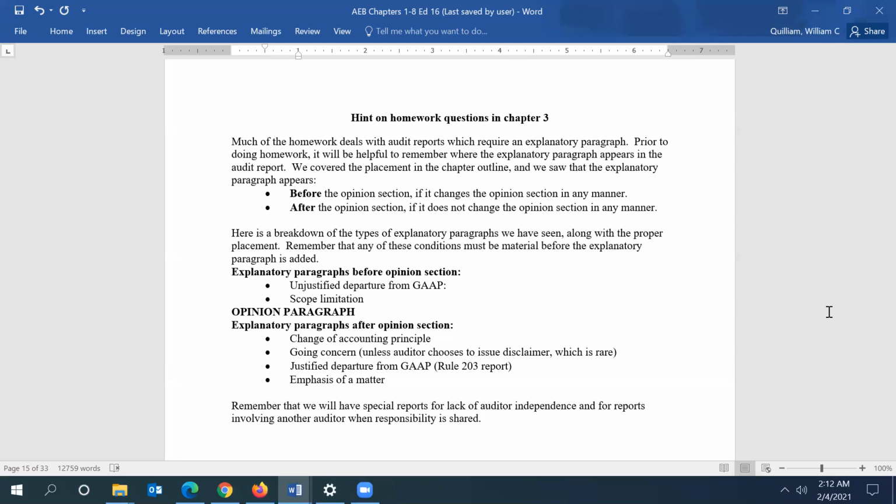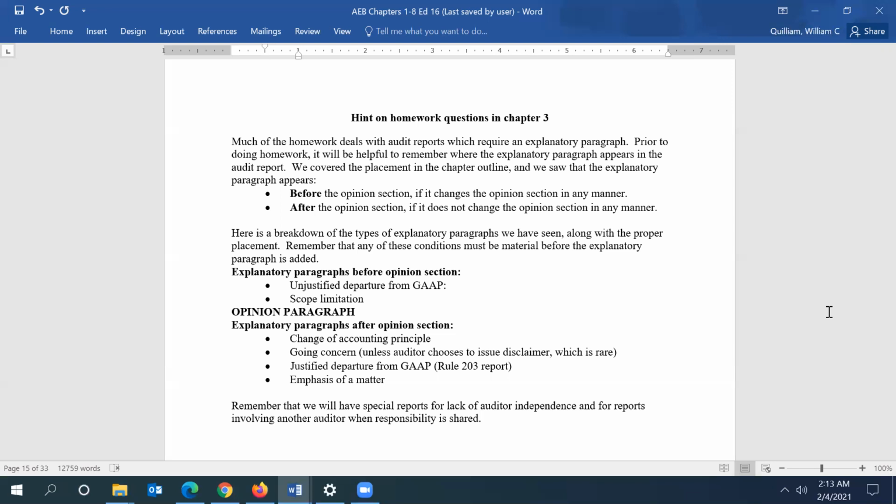Second possibility is to place the explanatory paragraph after the opinion section if it does not change the opinion in any manner. So therefore, the reader did not need to read through the explanatory paragraph before reading the opinion. So that's the general rule of thumb. As you know, on the CPA exam, they often have a simulation question with paragraphs in random order. You must drag and drop them into the correct order. So let's see specifically which things appear before the explanatory paragraph and after it.